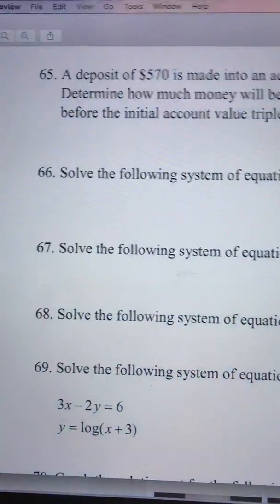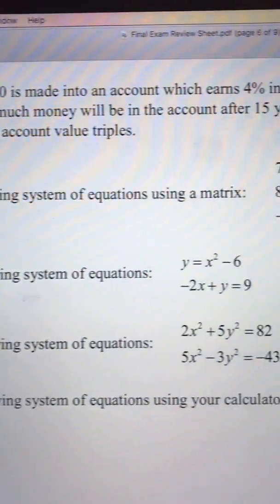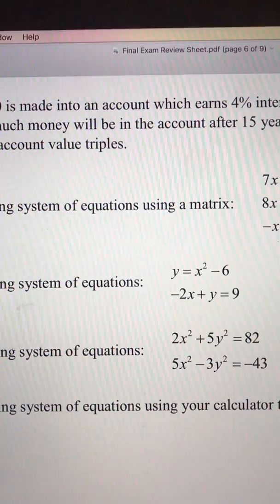Number 67. Solve the following systems of equations.